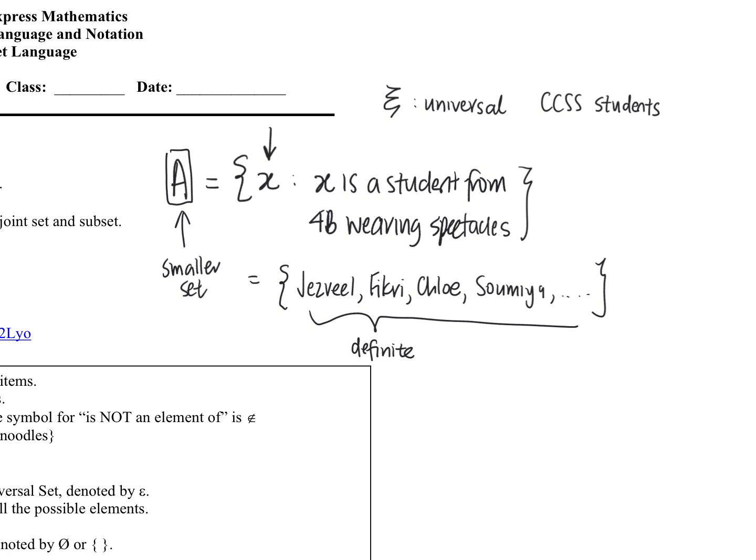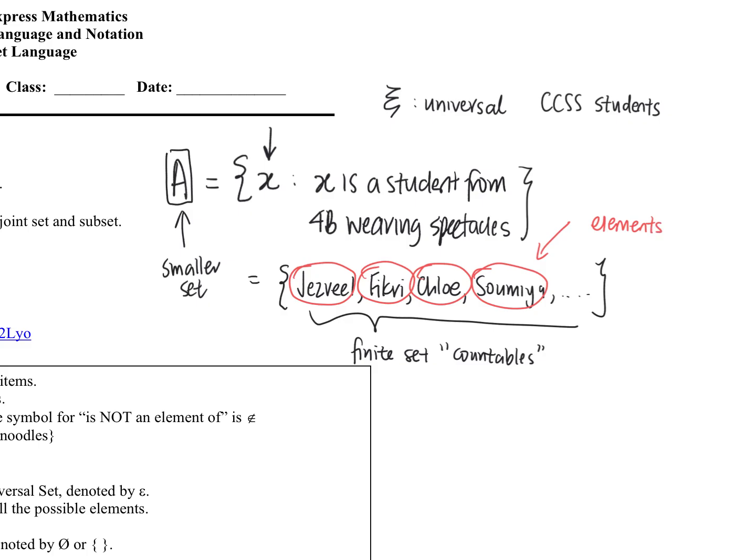Or we can say, let's just say it's a finite set because it is countable. So I'm introducing a few terms for you to familiarize with, but it just means this. And all these people inside the set, they are called elements. Elements of the set. Okay?